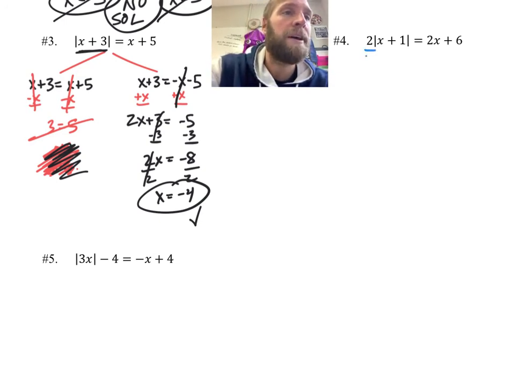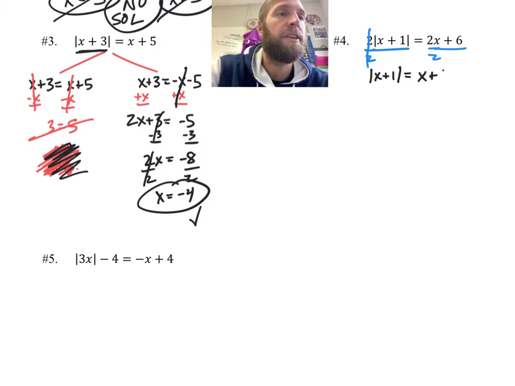On number 4, there's some extra junk. Let's go ahead and divide by 2. Got to make sure I divide by 2 on both sides there. I undo that, and I get down to just the absolute value. Sweet. 2x over 2, that's an x. 6 over 2, that is a 3. Now I'm down to the absolute value.